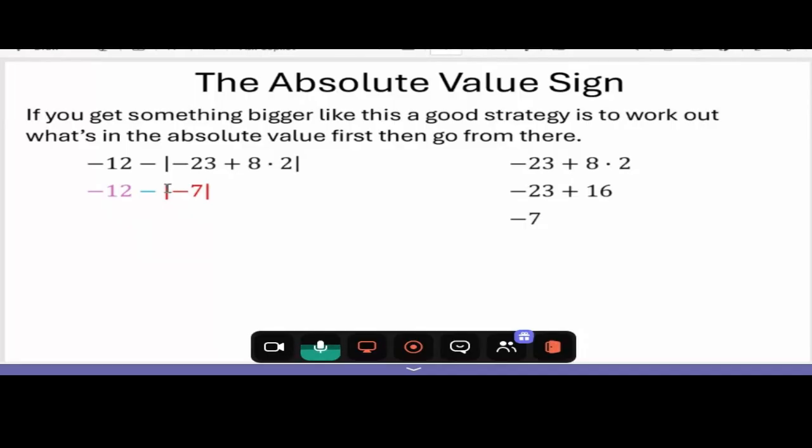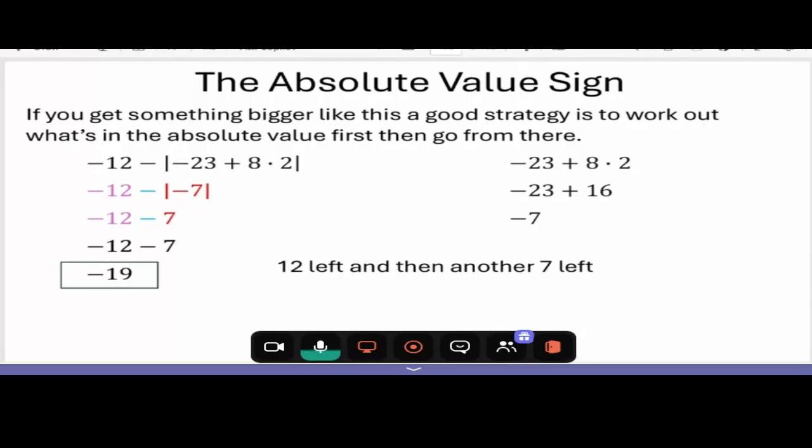What does the absolute value do? Very simple. It makes it positive. So it turns that -7 into a +7. Notice everything else stayed the same. There's still a -12 there. There's still a minus there. But the absolute value of -7 we can evaluate as just simply being 7. Now I just got to work out the rest of this question. I just have 12 to the left and another 7 to the left. Add them together. I went a total of 19 to the left. -19.